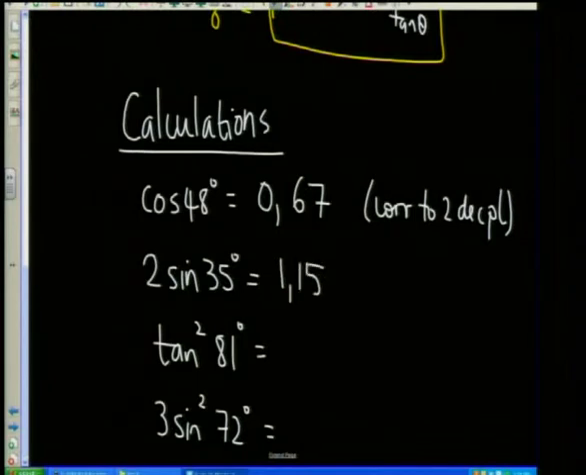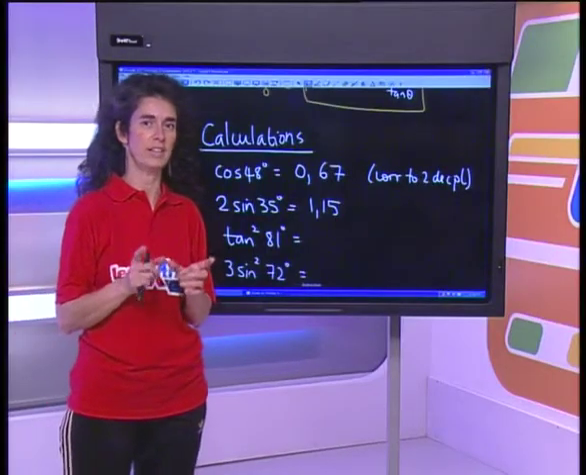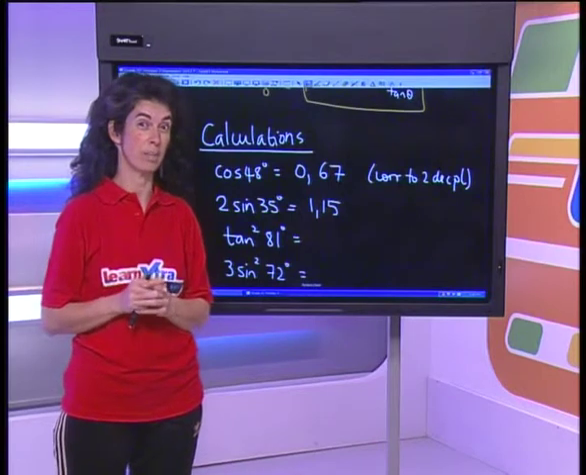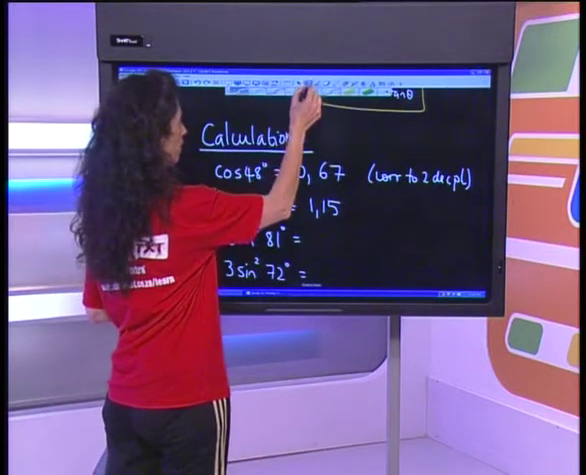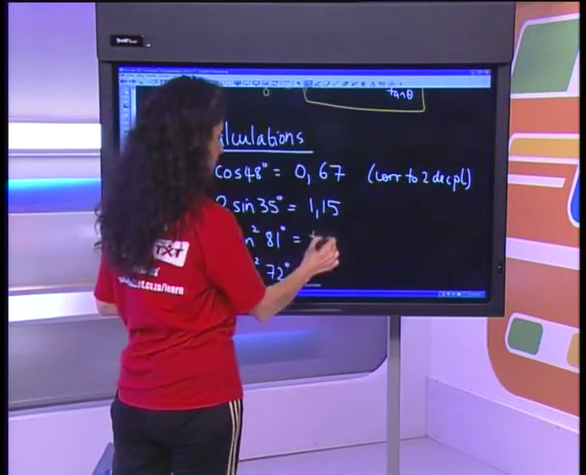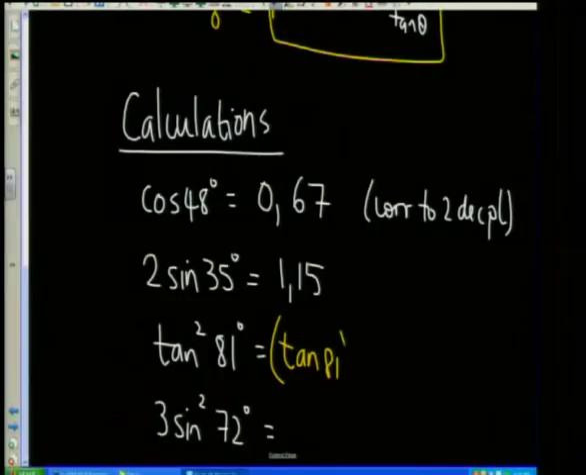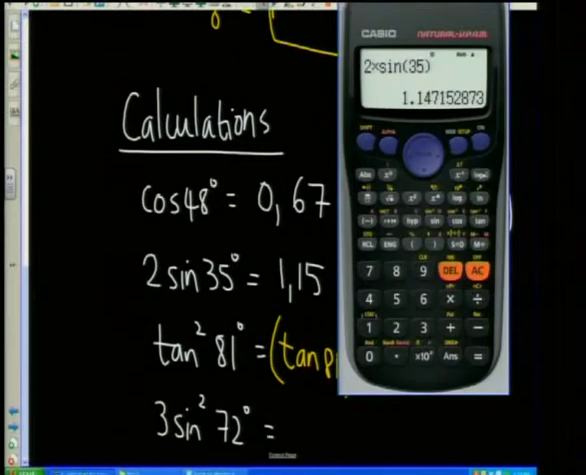Tan squared 81 is quite an interesting one because tan squared 81 does not mean that you square the angle, it means that you square the ratio tan 81. So if we have to rewrite this, we would say it's the same thing as tan 81 all squared. Okay? And the same thing would apply for 3 sine squared 72. But let's have a look at what that gives us. So we would get the tan of 81, and then we'd like to square it, and we would get 39,8.